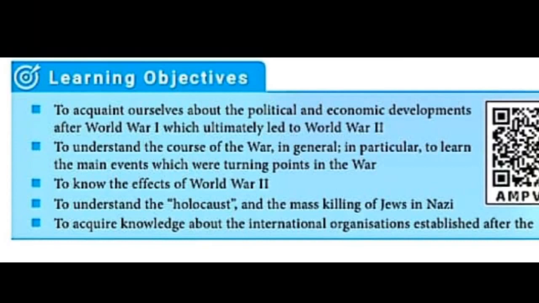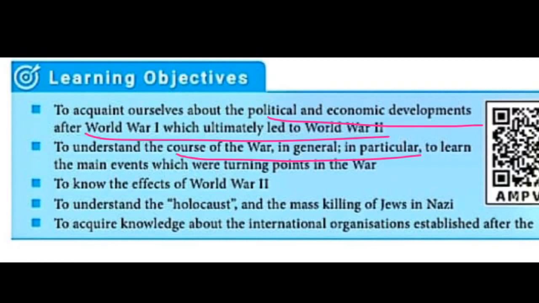What are the things given in your book? You can check it. Page number 27, you can check it, children. To acquaint ourselves with the political and economic developments. Regarding the political and economic developments after World War I and II, we are going to learn from this lesson. Then second thing, we are going to understand the course of the war.